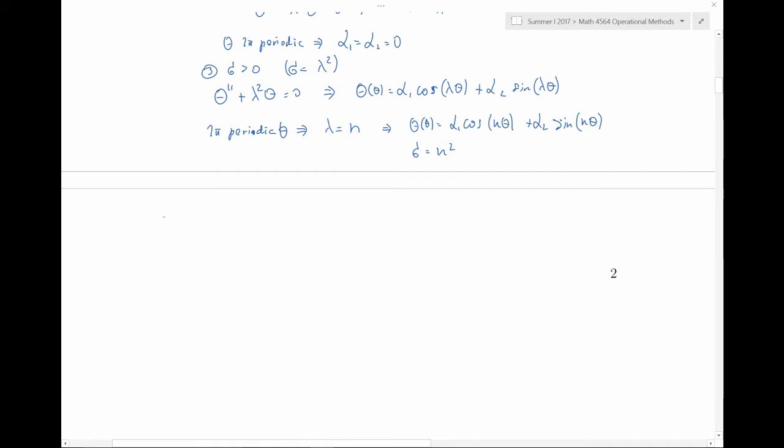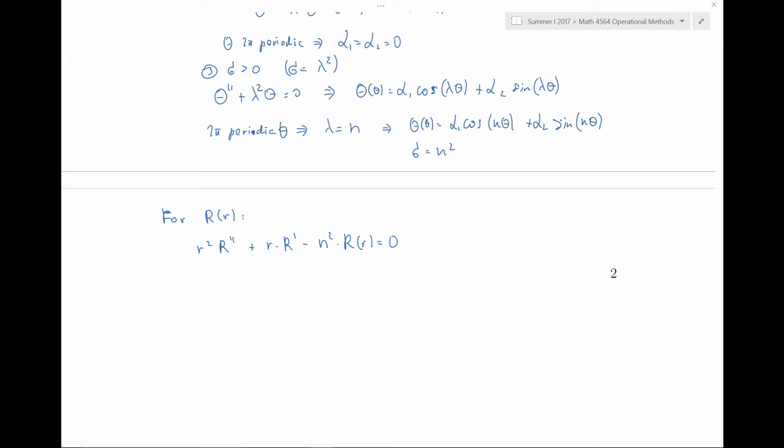Having figured out sigma, we can figure out what R(r) is. We have the equation for R(r): r squared R double prime plus r times R prime minus n squared times R(r) has to be 0. You probably have not seen equations like that in your differential equation class. So how do we get a solution?